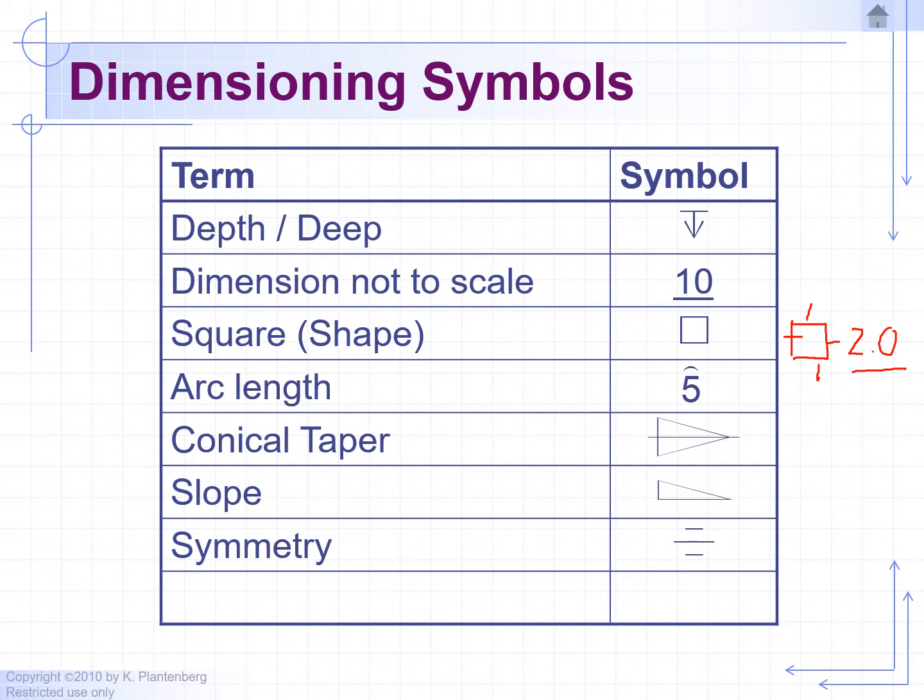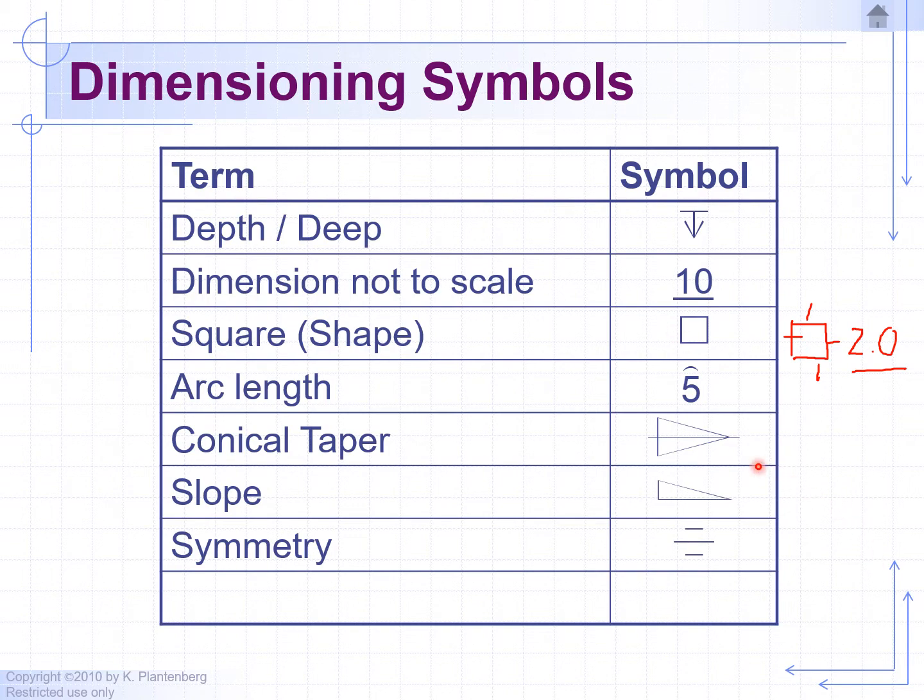The next type of dimension is arc length, the length along an arc. Here we have a length of 5, and it's an arc, so it's the length along the arc and not a straight line. You can also put the arc symbol in front of or behind the number. I'll give you examples of arc length and depth. The other two, scale and square, we're not going to use in this chapter.